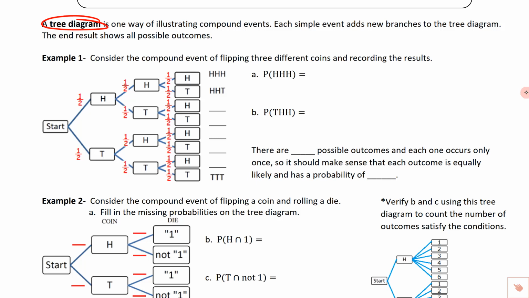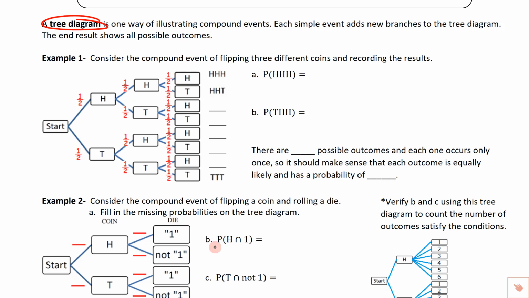So this is an example of a compound event. This is just flipping 3 different coins and then recording the results. So we would start right here, and then what can happen is we can either get a head or a tail. They both have a 1/2 probability. If we get a head, then we flip another coin. We can get a head or a tail. Each one has a 1/2 probability. For each one of those, we flip another coin. Each one has a 1/2 probability.